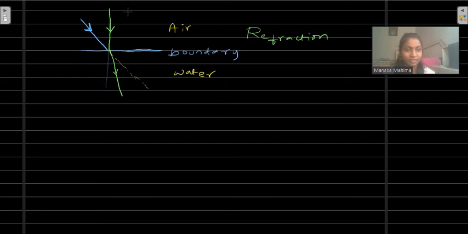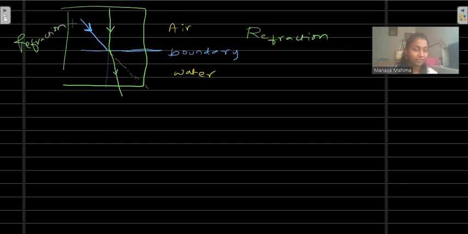No, you cannot see that refraction phenomenon. Then what kind of incident ray do you have to take? You have to take the incident ray in an oblique direction. Obliquely, the phenomenon is called refraction. So this is how we can define refraction.